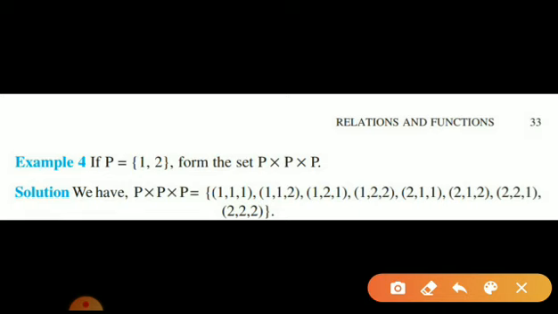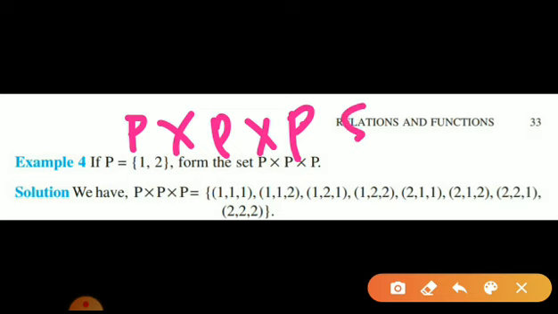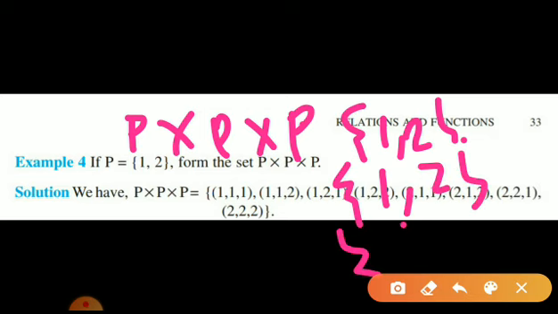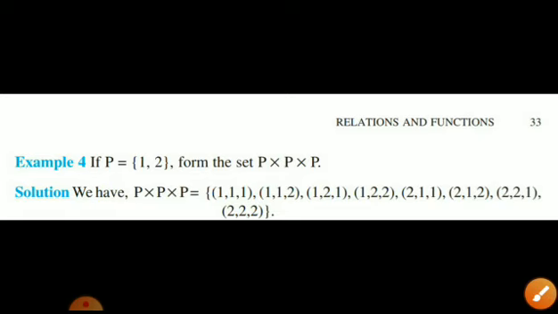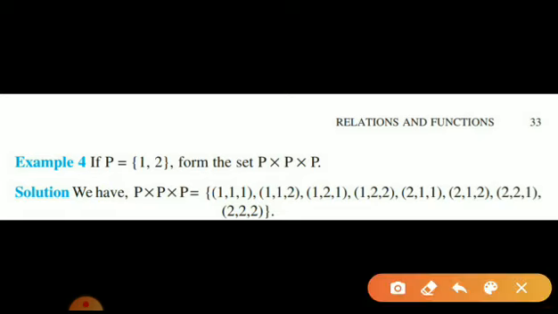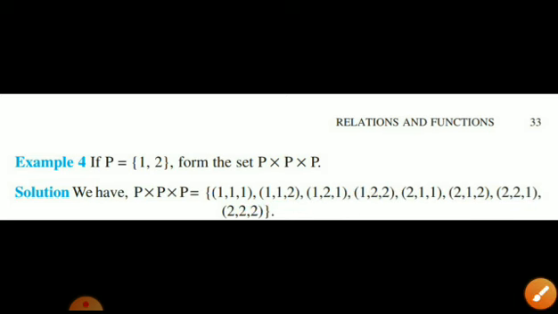combinations. It will be here P cross P cross P. That means your P is {1, 2}. Yes, again I have to take the cross product with {1, 2} and again I have to take the cross product with {1, 2}. Okay. In every case just check what will be the answer. Okay. And see whether the answer of P cross P is equal to this one.